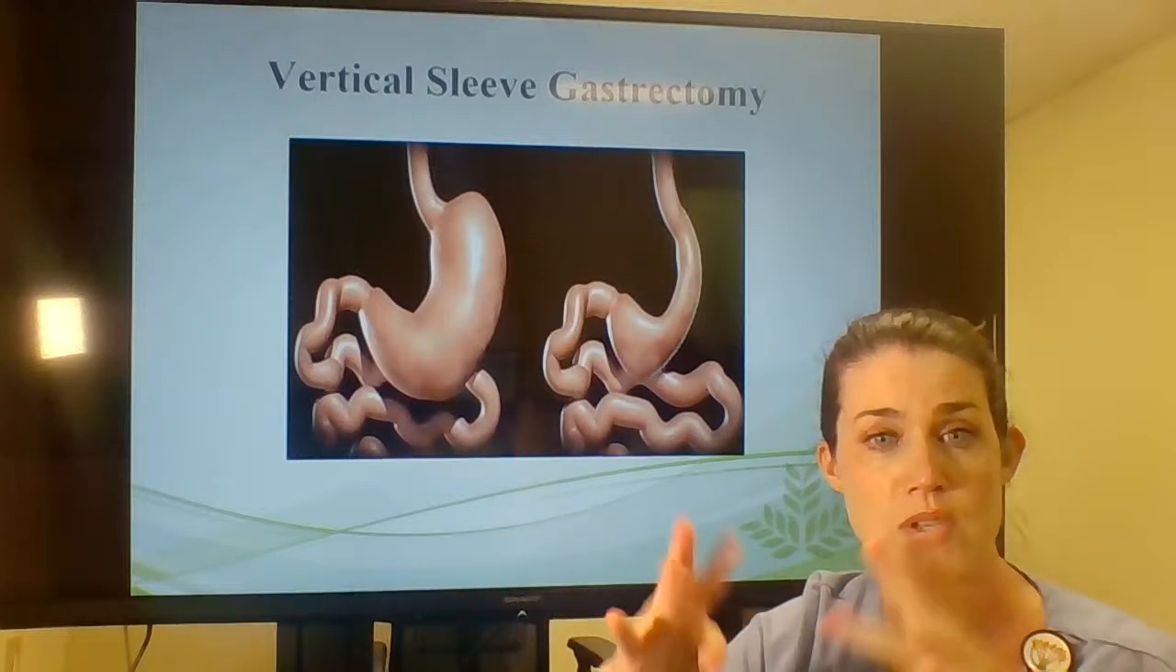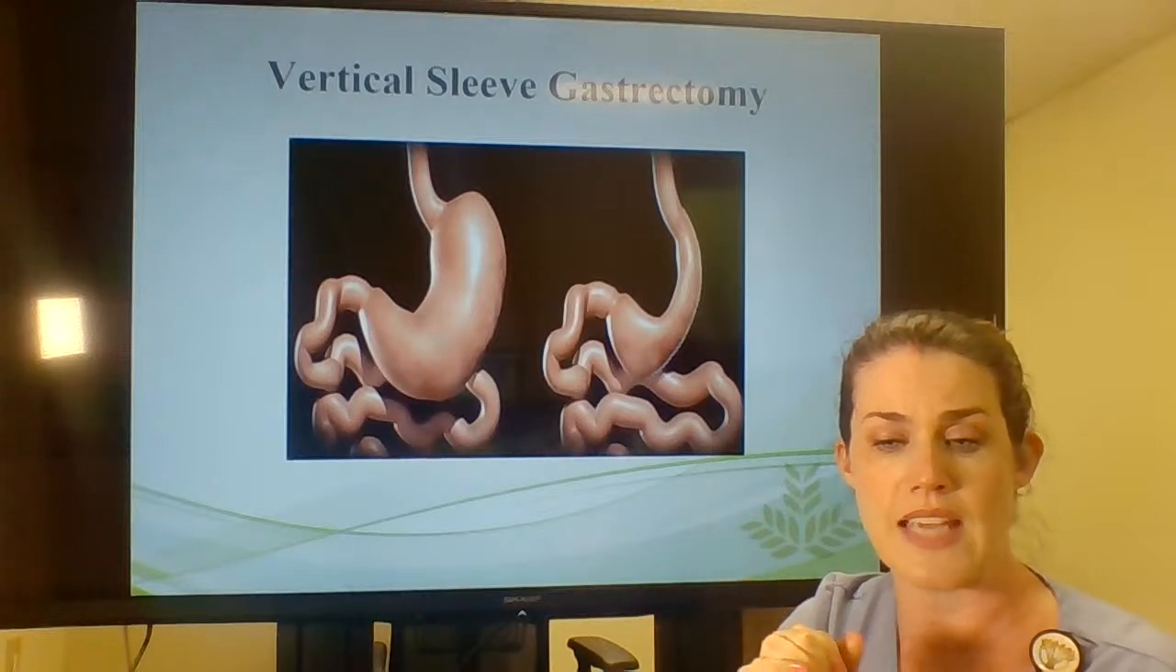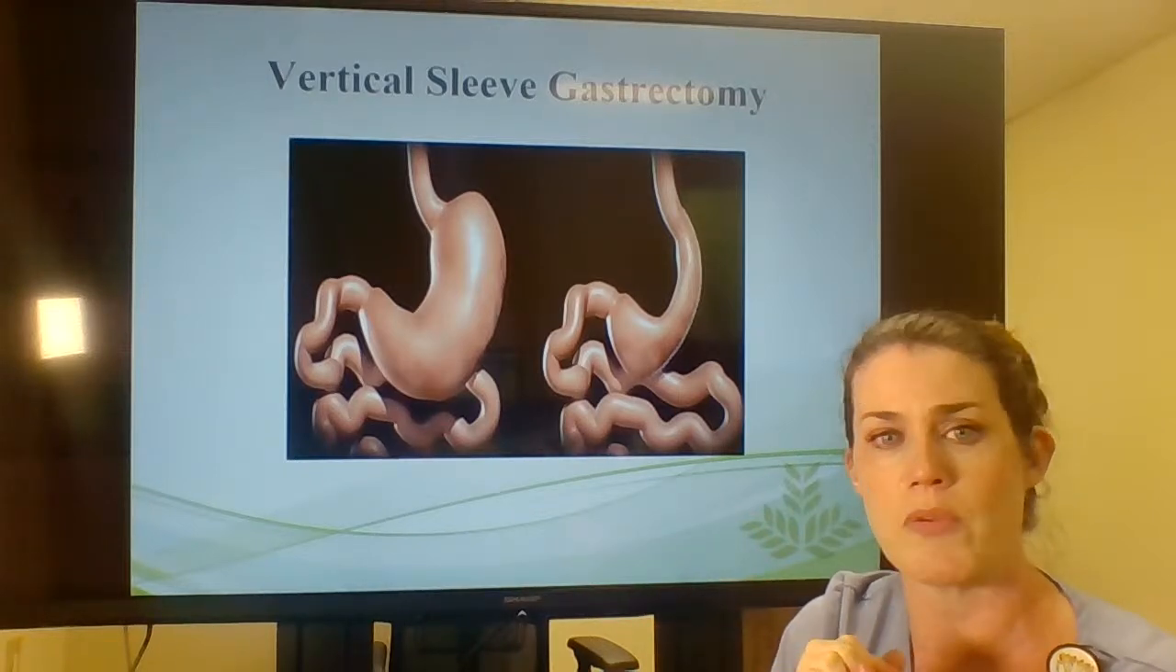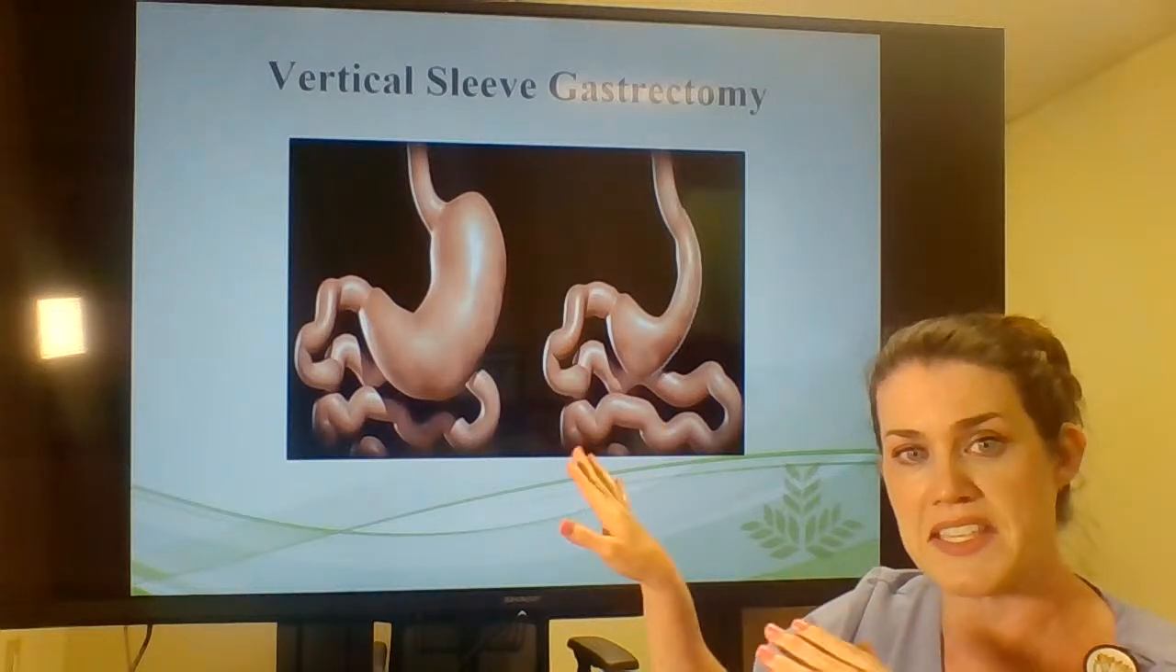He looks for little bubbles to come up, almost like checking a tire for a leak. So that's what happens in this case, and we're looking to make sure that we don't have a leak before we leave the operating room. So in a nutshell, this is the sleeve gastrectomy.